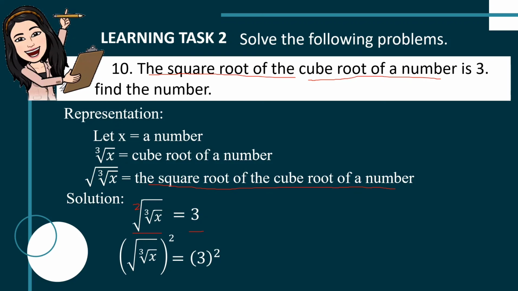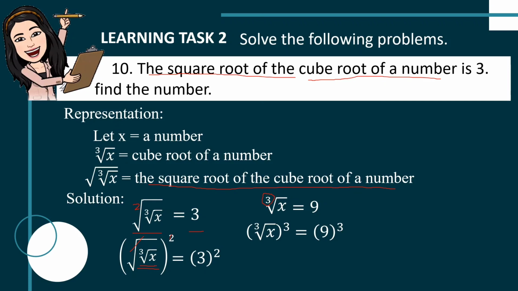What is the square root of cube root of x raised to the power of 2? Di ba makakancel natin itong root and saka yung power? Ang matitira natin ay yung radicand. What is the radicand? Cube root of x. So, therefore, the answer is cube root of x is equal to, what is 3 times 3? We have 9. Now, nasolve na ba natin si x? Hindi pa kasi meron pa siyang radical. So, sabi dyan, huwag tayong titigil hanggat meron tayong radical expression. So, ibig sabihin, we will raise it again to the power of the index. Ano ba yung index natin? 3. So, i-raise natin sila sa power na 3 in order to eliminate that radical.